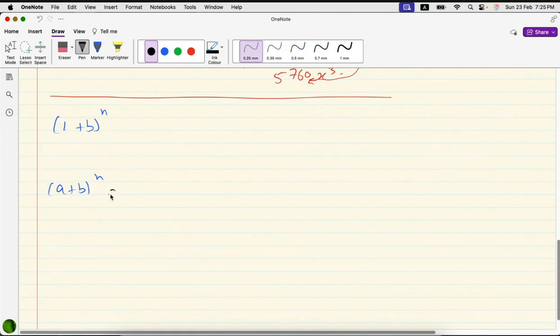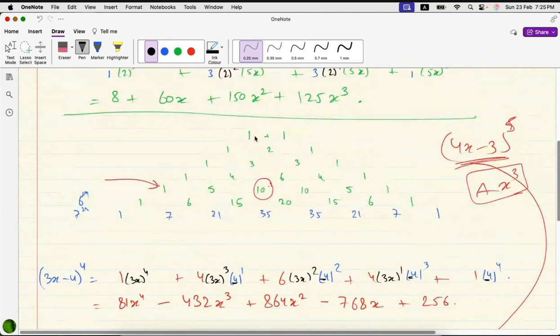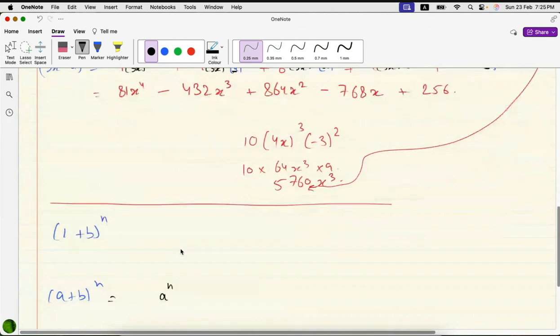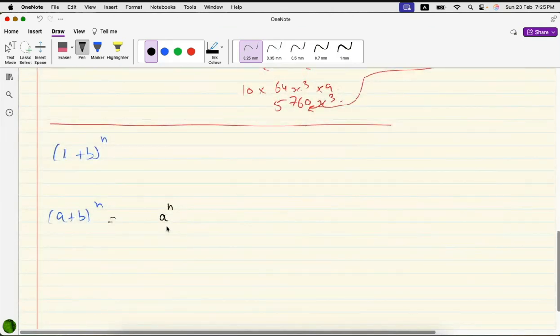See, till now what was happening? It was a raised to the power n. This was a raised to power 1, a raised to power 2, a raised to power 3, 4, 5, 6, 7. Whatever the term was, whatever the series was. So it started with a raised to power n, right? And in the very first, b was 0. Then we had a raised to power 1 less than that, n minus 1, and b was 1.